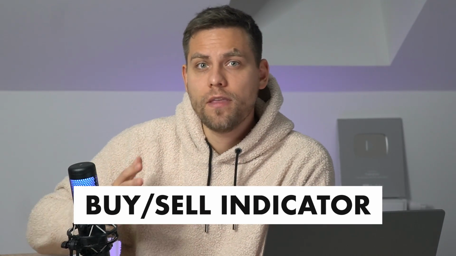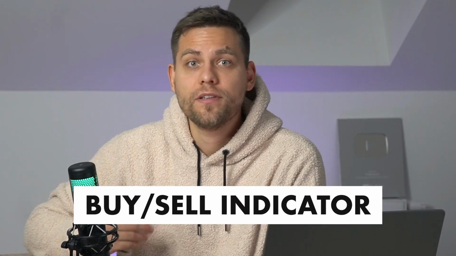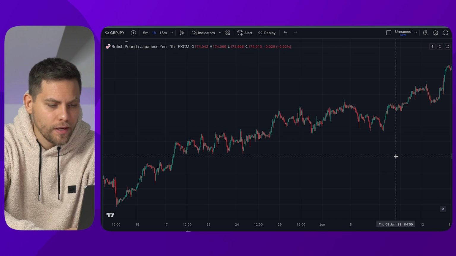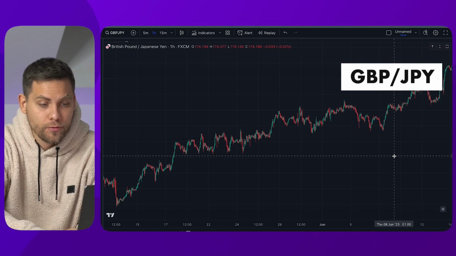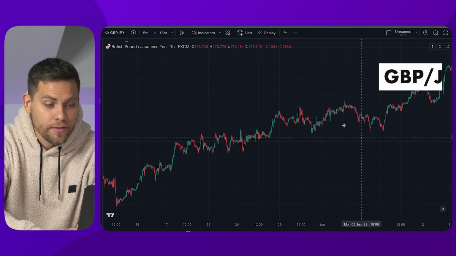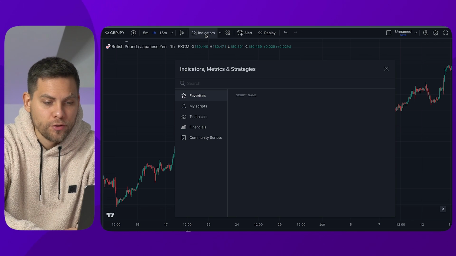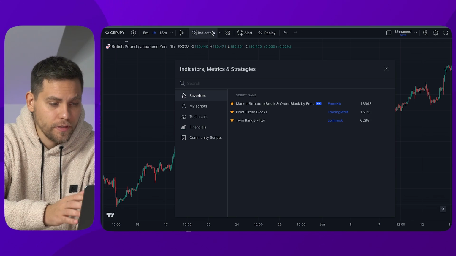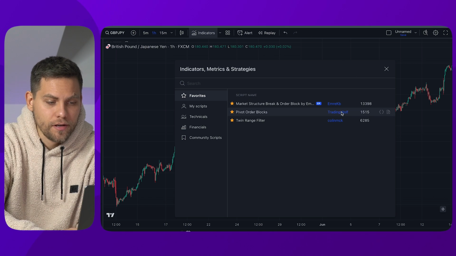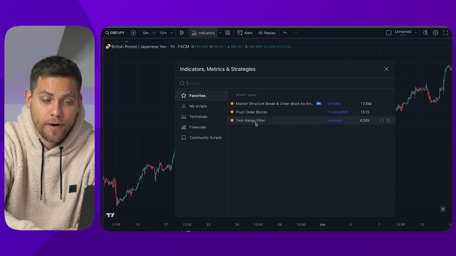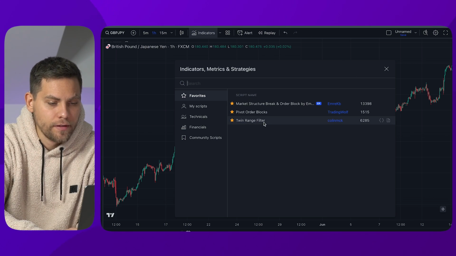Now, let's explore the third indicator, which is the buy and sell indicator for this strategy. In this example, we are looking at the price chart of the pound sterling to Japanese yen currency pair. To add this indicator, go to the Indicators tab and search for Twin Range Filter by Colom and McKay. This indicator is chosen for its accuracy in predicting future price directions. Click on it to add it to the chart.